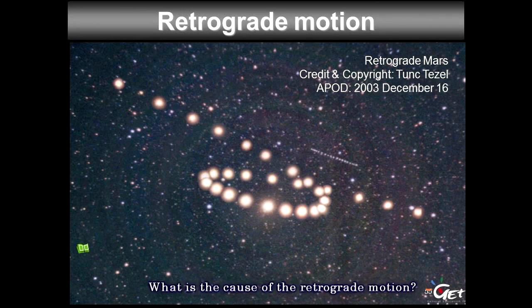So, what is the cause of these retrograde motions? This is Mars. Once again, you have Mars coming here. This is a composite picture with time. Mars is moving here. It's moving forwards, and suddenly it's moving backward, and backward, and moving forward again, creating these loops in the sky.